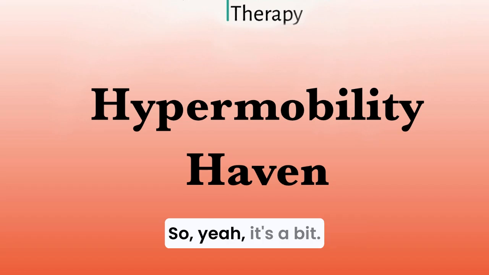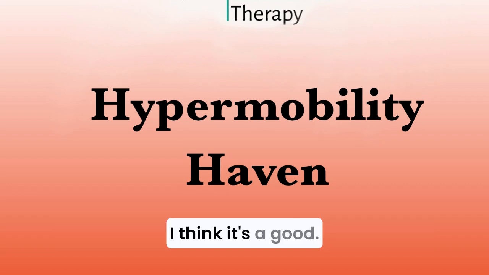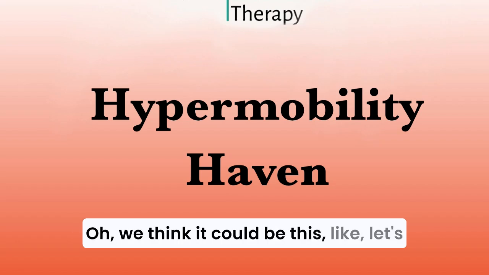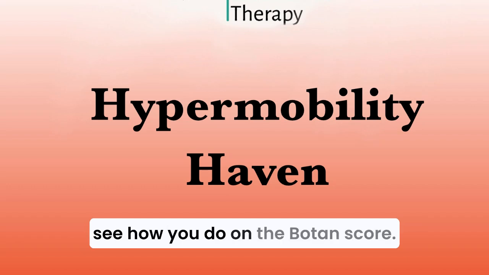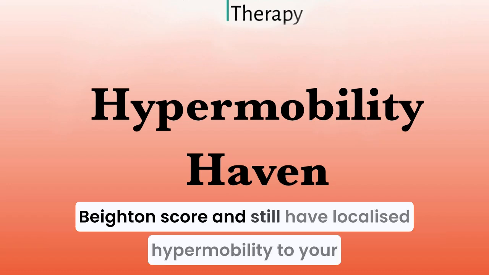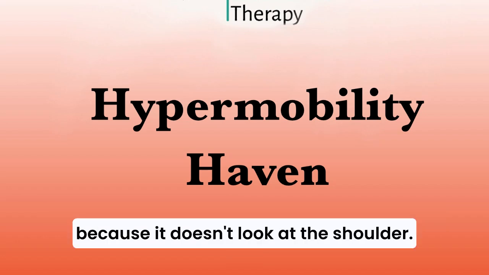So, yeah, I'm unsure how I feel about it, to be honest. I think it's a good stepping stone as a first, we think it could be this. Like, let's see how you do on the Beighton score, but then equally, you could score a 0 on the Beighton score and still have localised hypermobility to your shoulder, and the Beighton score won't pick it up because it doesn't look at the shoulder.